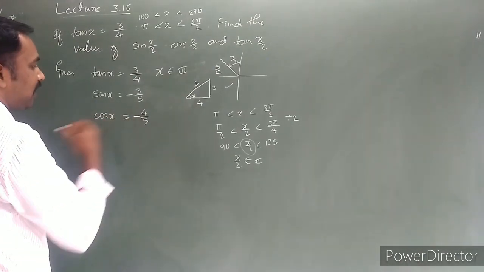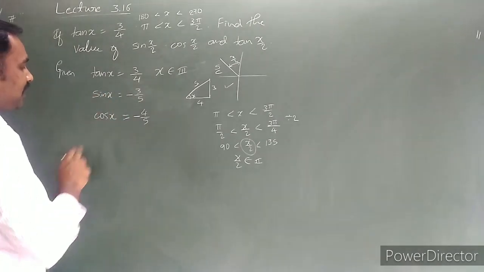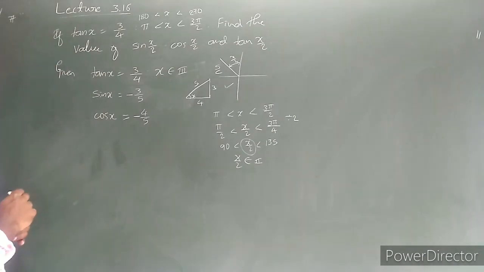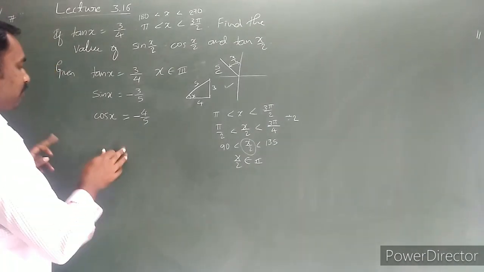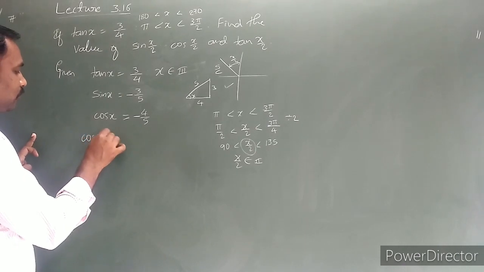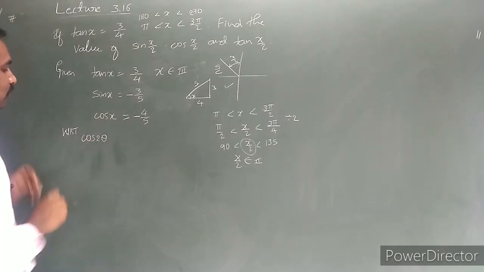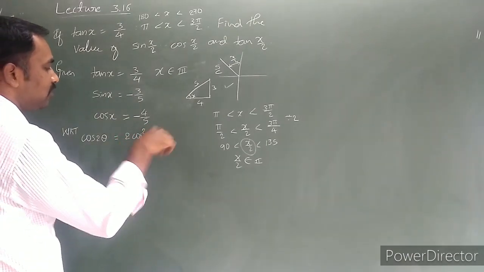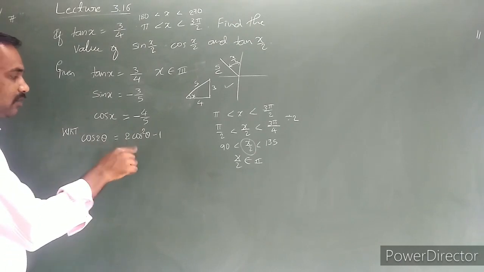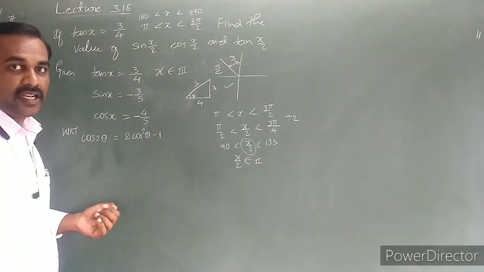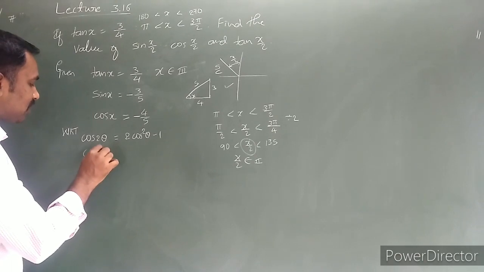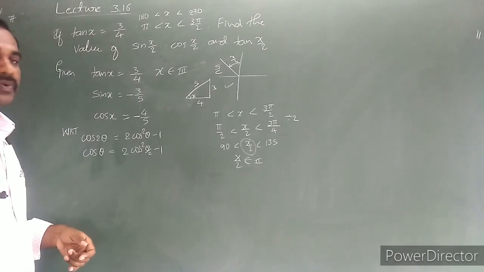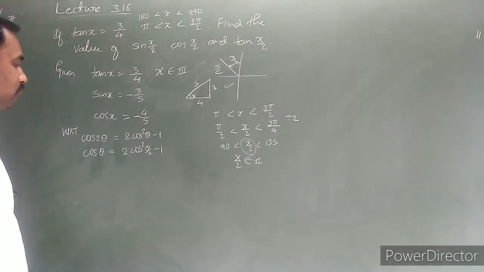Next, we have the sine x value and the cos x value, but we need to find the sine of x by 2 value. How to find it? I will use the cos of 2 theta formula, that is 2 cos square theta minus 1. Here the multiple angle is there. We need the half angle, so write it in half angle form. So cos of theta is equal to 2 cos square theta by 2 minus 1.